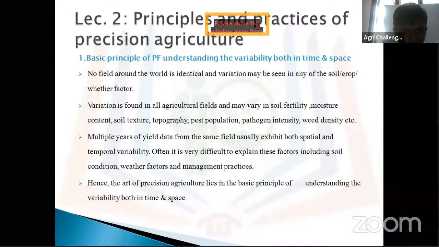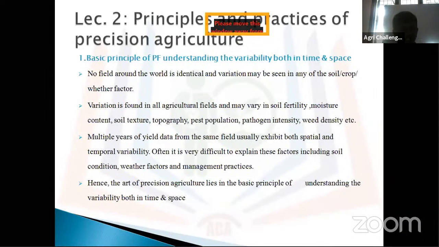Multiple years of yield data from the same field usually exhibit both spatial and temporal variability. We can observe place to place variation and time to time variation. This year to next year variation also we can observe. Then it is very difficult to explain those factors, including soil condition, weather factors and management practices. We can't find which particular cause is behind this variation. That is difficult. So what do we have to do?